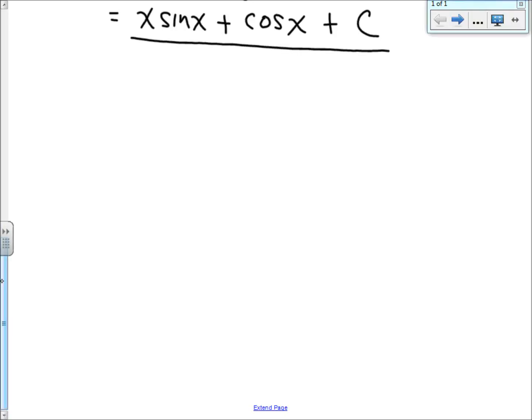Okay? I'm going to do number 2 because it has an e to the x in it. Otherwise, it's very similar. So we'll do number 2, which is the integral of x e to the x dx.